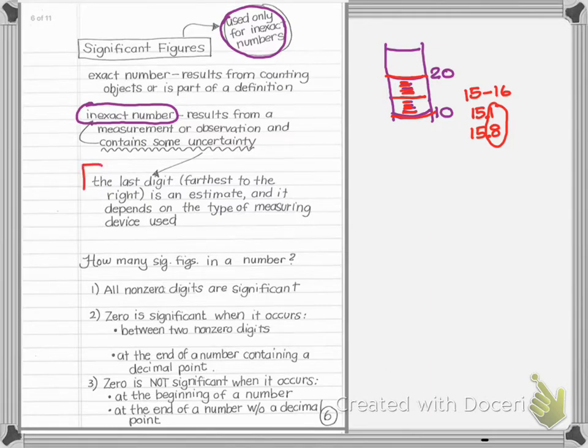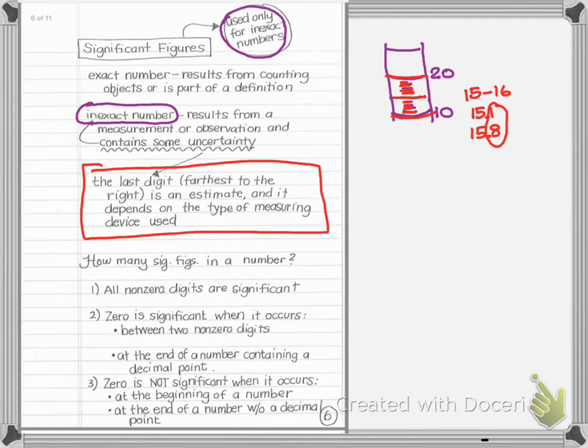So you can see here, that's what this little paragraph says. The last digit, the farthest to the right, is an estimate, and it depends on the type of measuring device used. As a result, we can use significant figures to help us better know where to round these measurements that have an inexact digit.